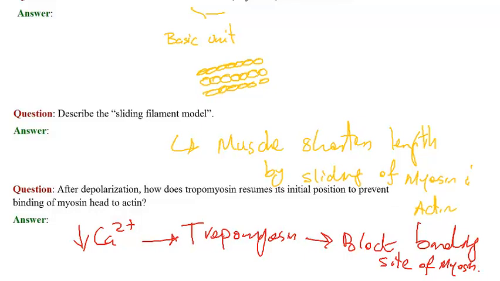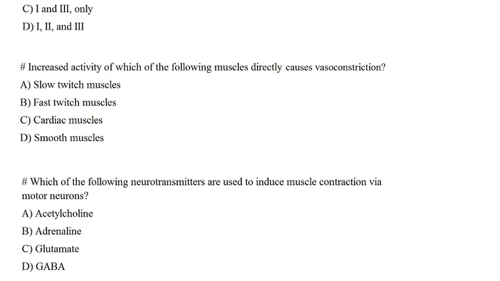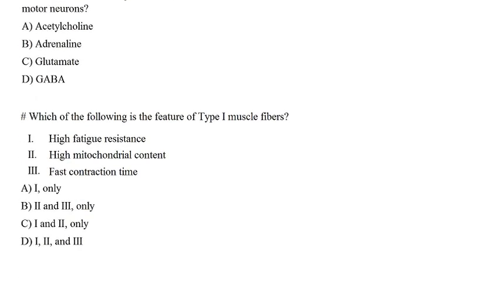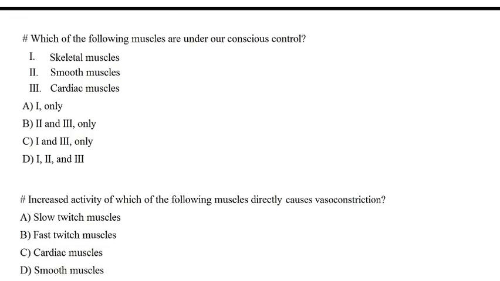Now let's go over some practice questions. I'm going to read these questions for you, and then you can pause the video to answer them, and when you're ready, you can resume the video. Which of the following muscles are under our conscious control? The next question is, increased activity of which of the following muscles directly causes vasoconstriction? Which of the following neurotransmitters are used to induce muscle contraction via motor neurons? And finally, which of the following is a feature of type 1 muscle fibers? All right, so answering these questions should be easy after this lecture.